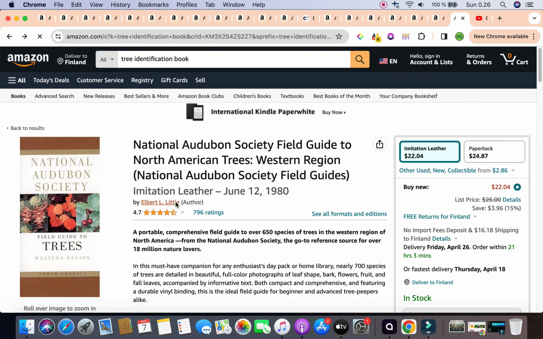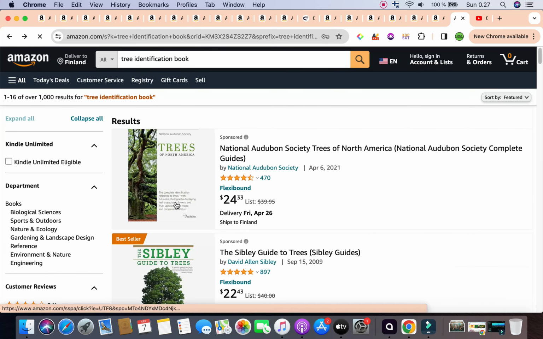Scrolling down, we have another 36,000 as well. So take advantage of this wonderful keyword, tree identification a book. That was the first keyword for the day.